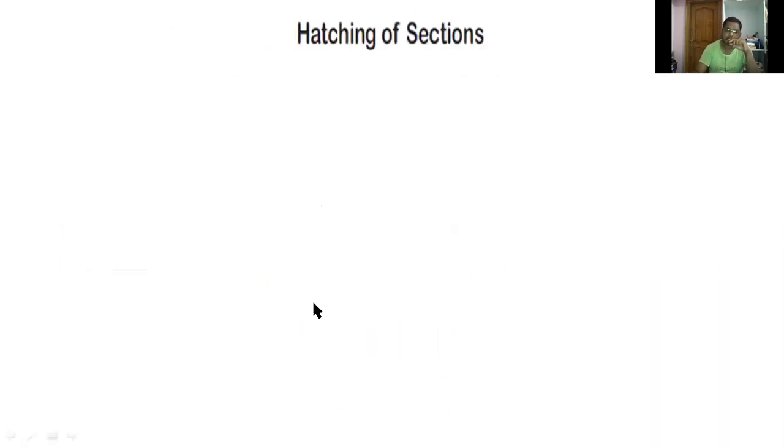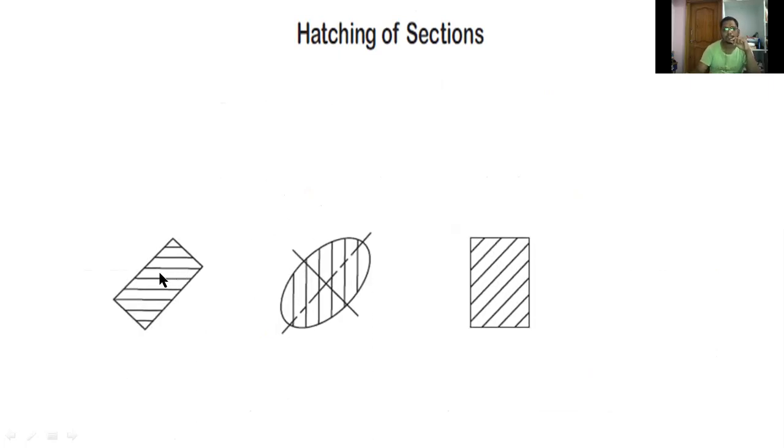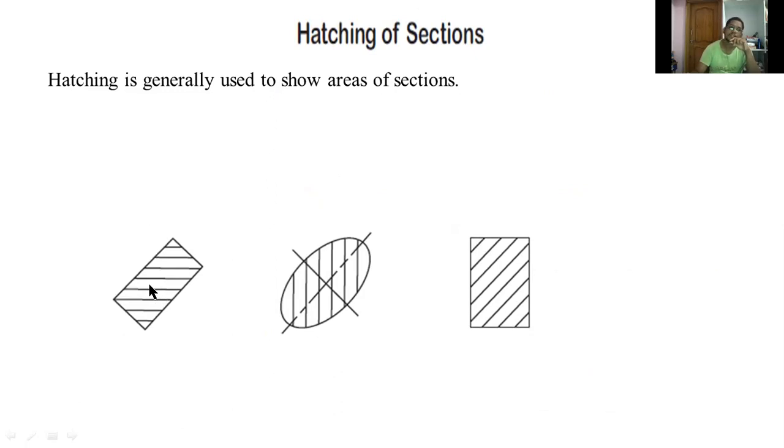Now coming to another one, that is hatching. Here I will explain about the importance of hatching. These lines are called hatching lines. Hatching is generally used to show areas of sections. Hatching lines are used for showing the sectional views.